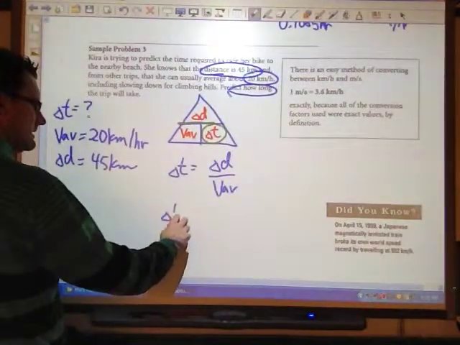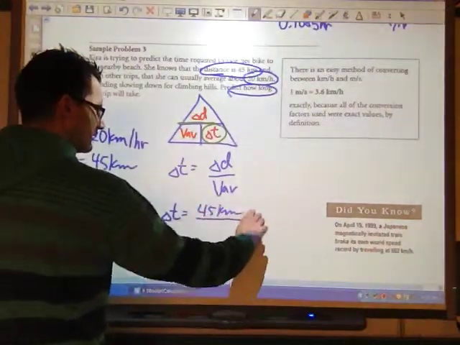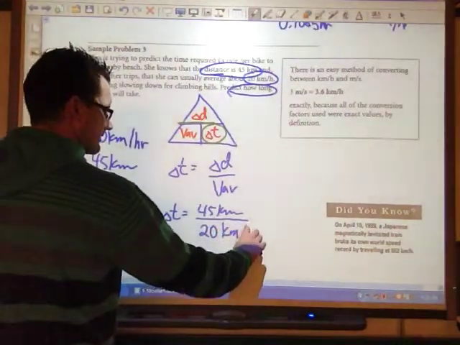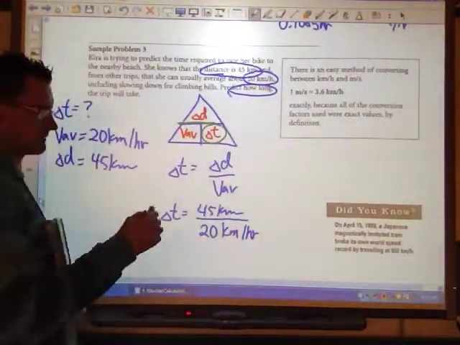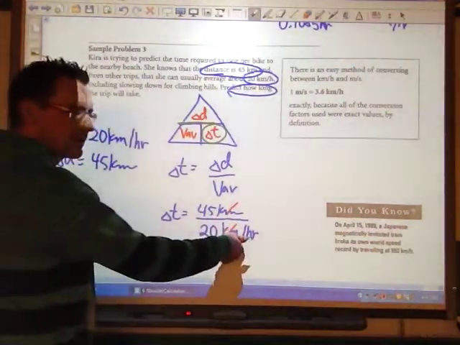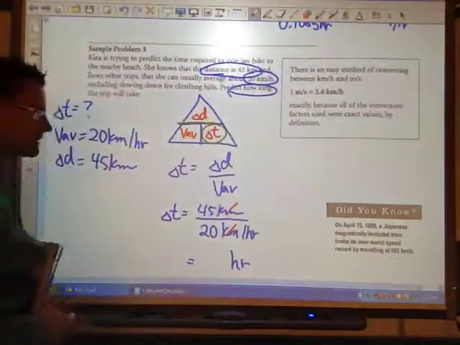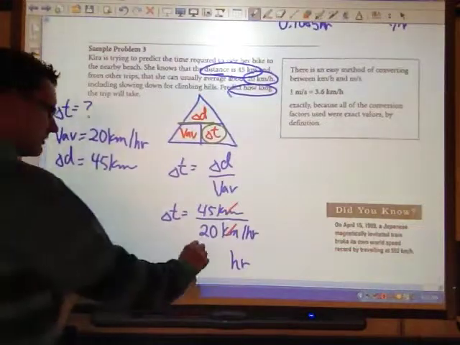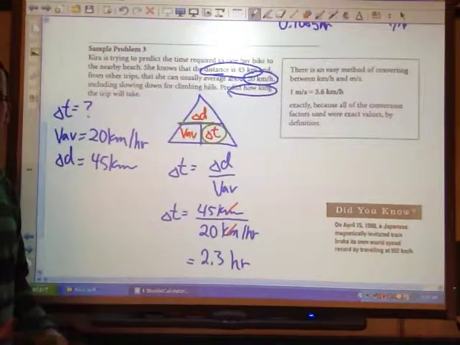And let's see here, so our distance is 45 kilometers, and our average speed is 20 kilometers per hour. Like in our other videos, the unit manipulation is a little weird, but kilometers and kilometers cancel. The per hour in the denominator flips up to the top, so we actually get units of hours on top. And when we divide that out, it works out to be 2.3 hours. So relatively straightforward there.